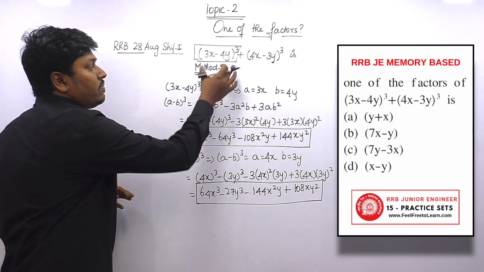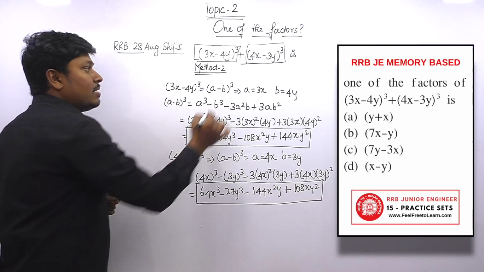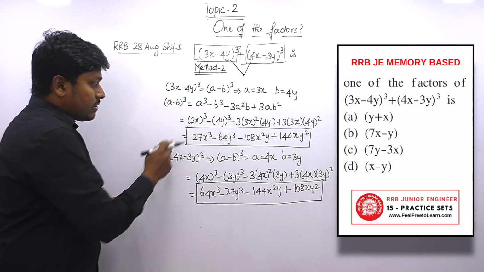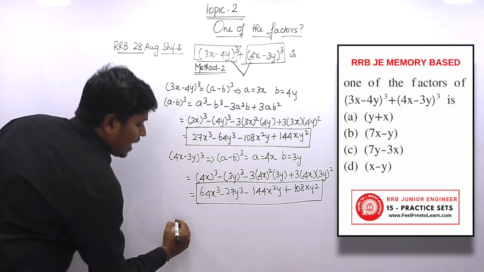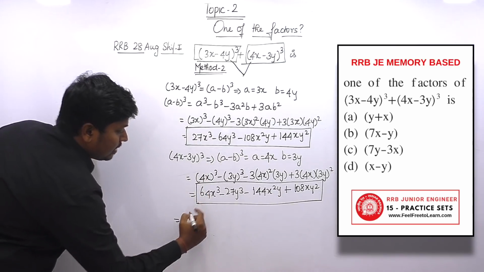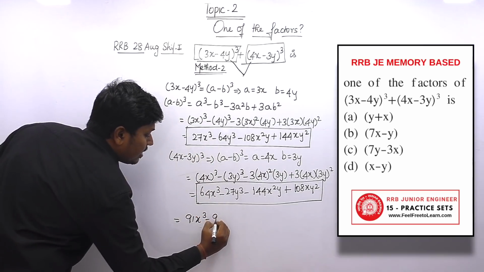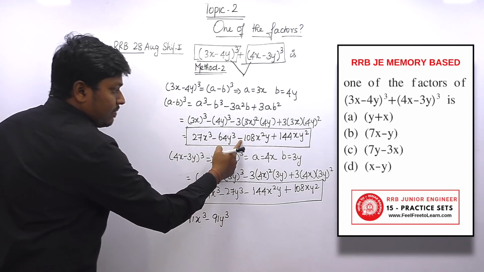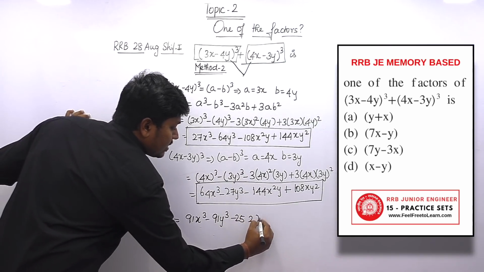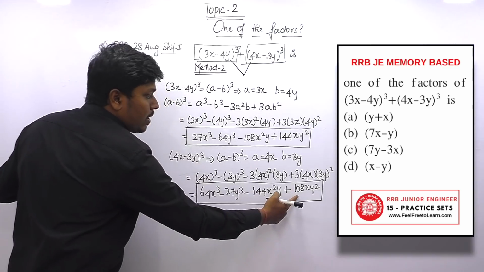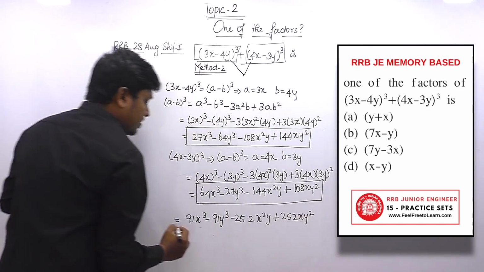So now what you need to do, we have found the answer for the first expression, and similarly now we have found the answer for the second expression. So we are going to add both the expressions. So here we have 27x cube, here we have 64x cube. So once you add both the values, this will be 91x cube. Minus of 27 and 64, again minus 91y cube. So here we have 108 plus 144, which will be 252x square y. Similarly here we have 108 plus 144, again 252xy square. So this will be the final answer.